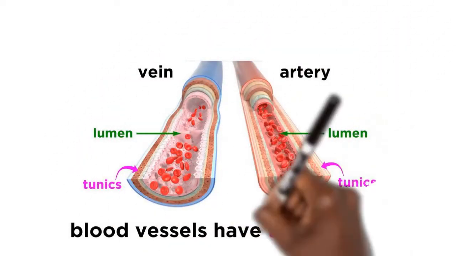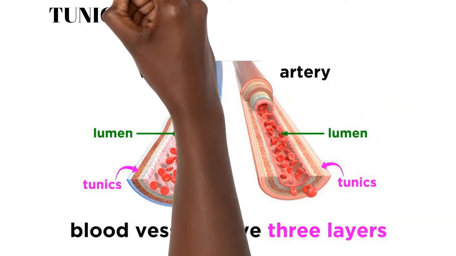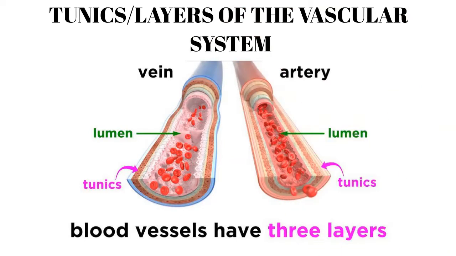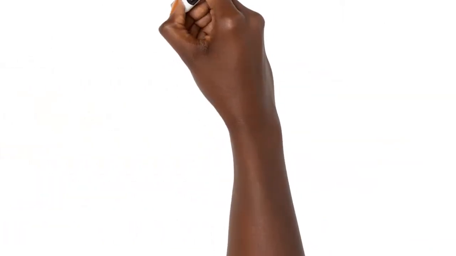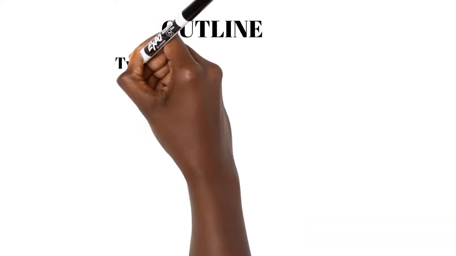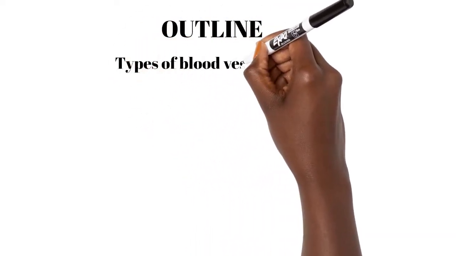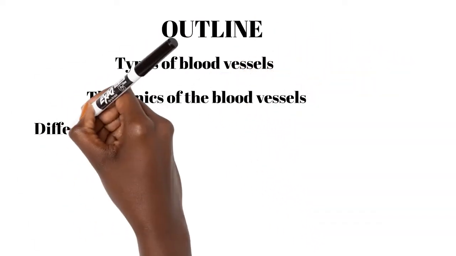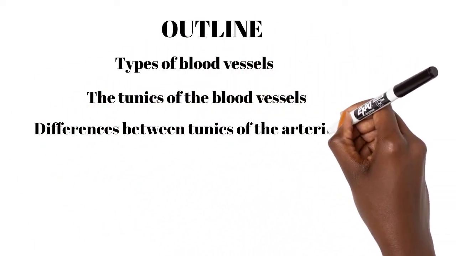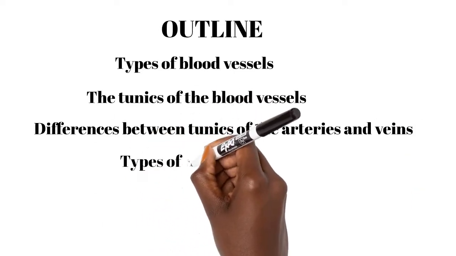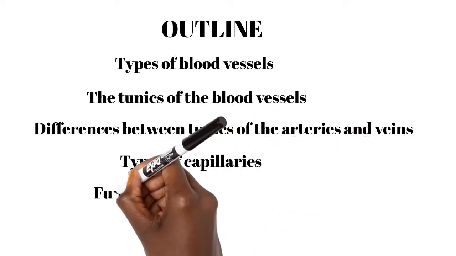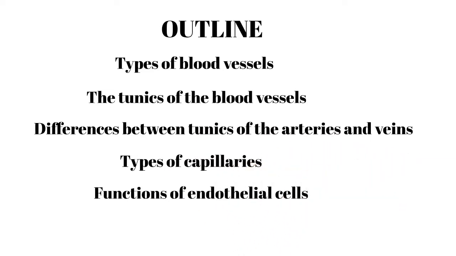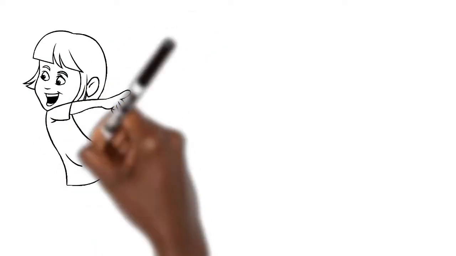So we are talking about the tunics or the layers of the cardiovascular system, but we shall place more emphasis on the vascular system. So at the end of today's presentation, you should know the types of blood vessels, the tunics or the layers of the blood vessels, differences between the tunics of arteries and veins. You also need to know the types of capillaries and the functions of endothelial cells. So without wasting my time, let's begin.